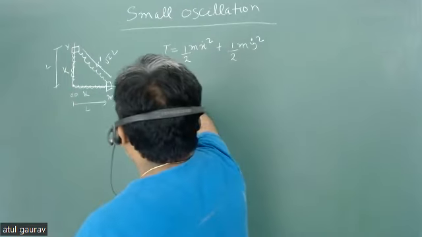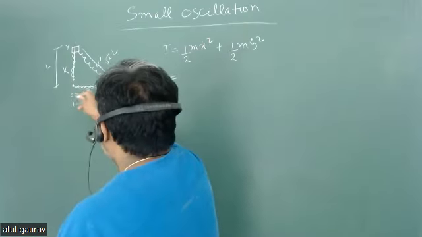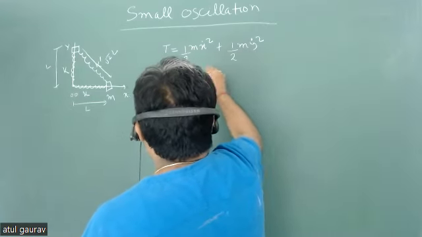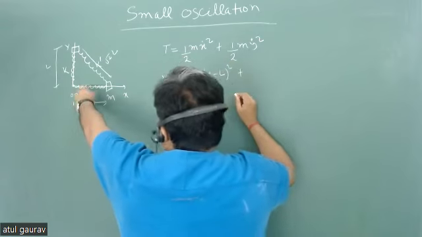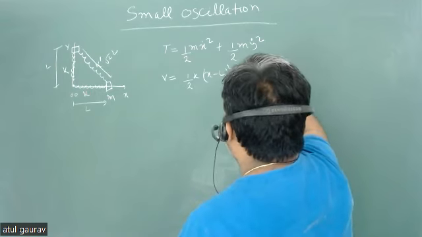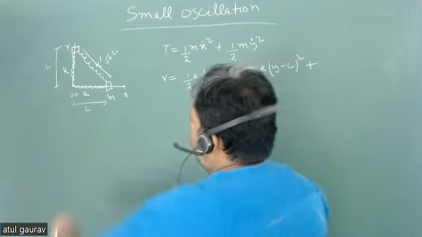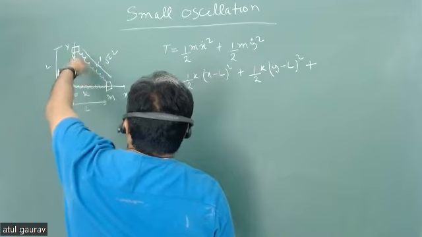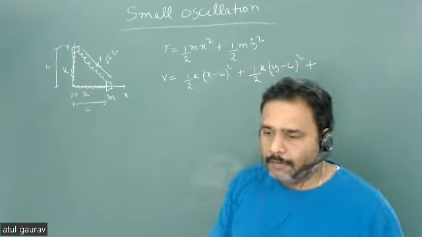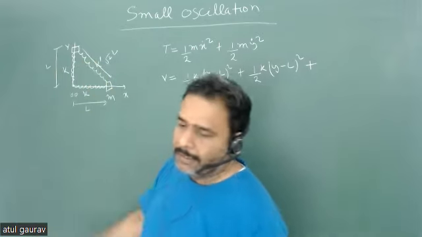Now we have to go for potential energy, which is very simple. We can write half K (x minus L) whole square. This is the potential stored in the horizontal spring. Then half K (y minus L) whole square, plus the term for this one. Now we have to write the potential energy for this other spring. If you extend it in that direction, then obviously it will also extend. So what will that be?